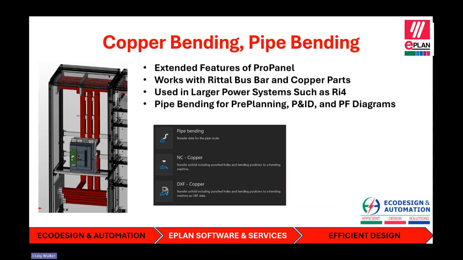Last section we're going to look at quickly is the copper bending and pipe bending. So ProPanel, it's a bit of an extreme case, but has the ability to do copper bus bars, and will actually bend them based on parts and what you set up, and will produce reports based on this as well. And this is obviously for your large power distributions. We've got a demo panel here with an ACB, I believe, and it carries through straight to reports. The pipe bending is specific only to the pre-planning and P&ID or plant flow diagrams. So you can set those up, configure that, and have it produce pipe bending examples for you.